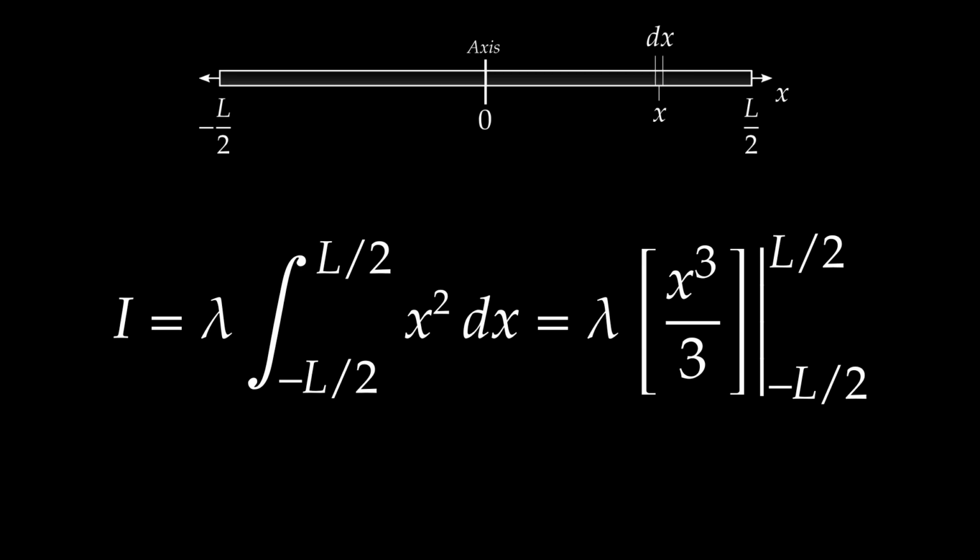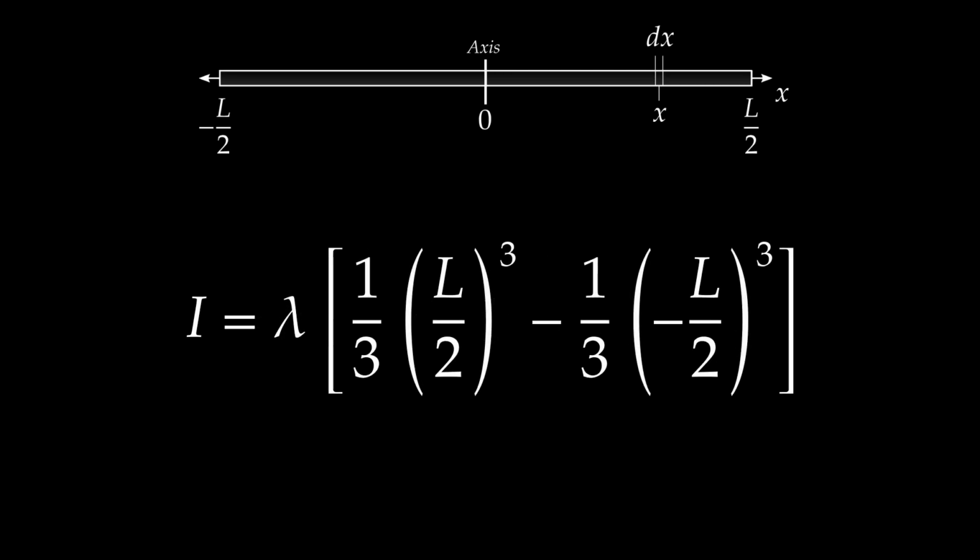Well, the integral of x squared is quite simple. It's x cubed over 3, isn't it? So I have lambda out in front here, x cubed over 3, evaluated from negative L over 2 to L over 2. Well, let's work this out. When I evaluate at L over 2, I'm going to cube that. And so I have 2 times 2 is 4 times 2 is 8.